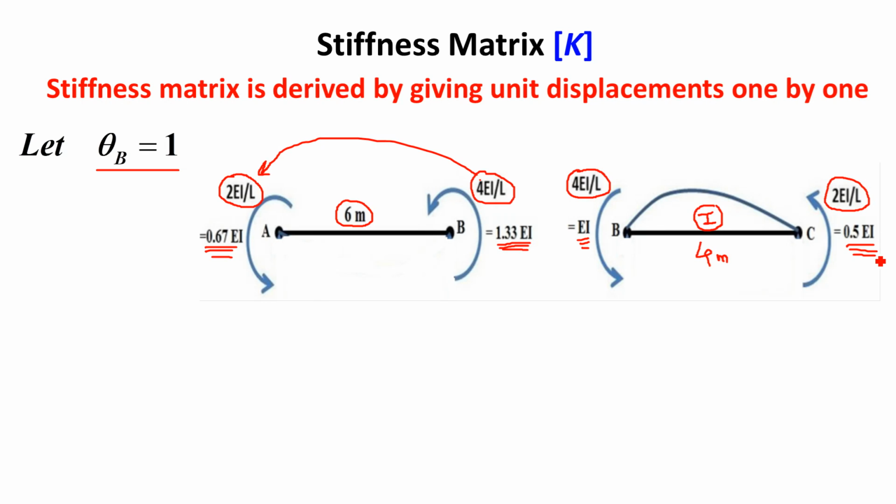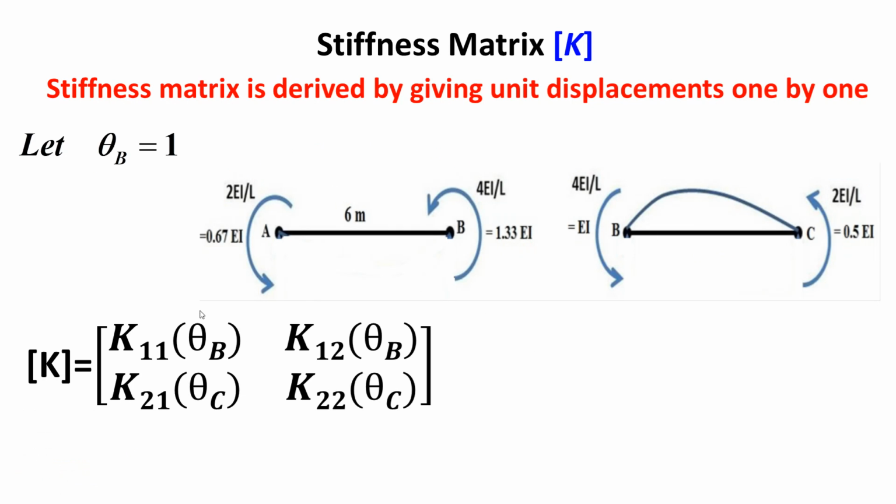It means these are the stiffnesses required to give the unit rotation at point B, because moment is force, and force required to give the unit displacement is nothing but stiffness. So ultimately these are the stiffness coefficients in the beam when you rotate joint B by unit rotation. Okay. Now similarly we have to draw the second figure, that is theta C equal to 1, right?